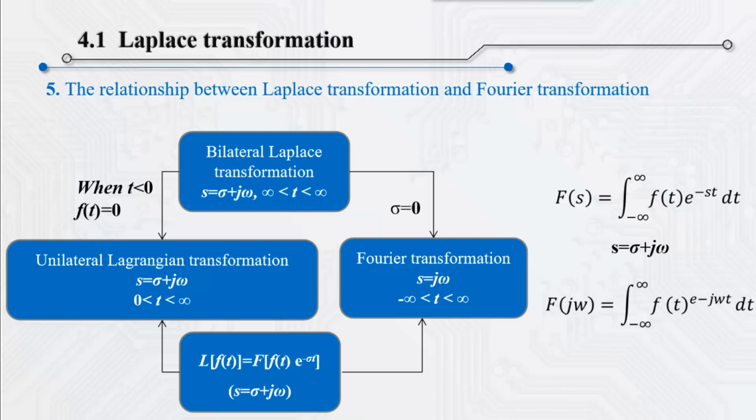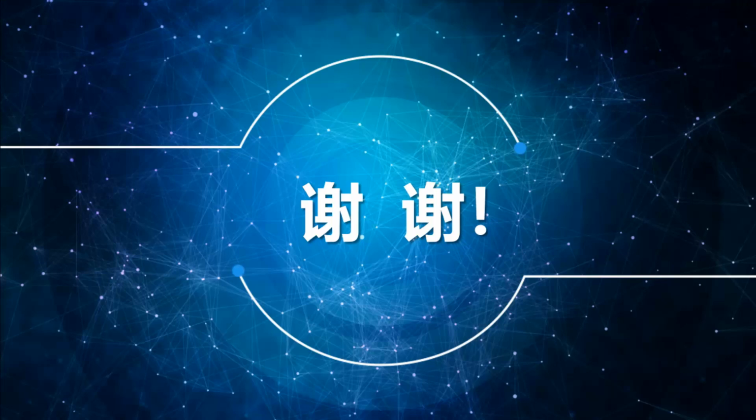F(s) is the integral from negative infinity to positive infinity, and the lower integral limit becomes 0. At this point, the bilateral Laplace transformation of f(t) turns into a unilateral Laplace transformation. Okay, this part of the content is explained here. Thank you.